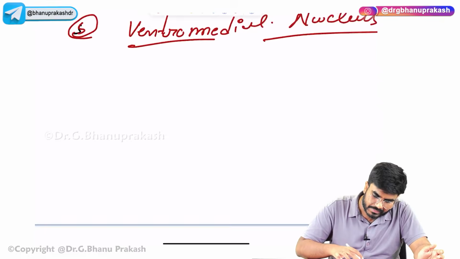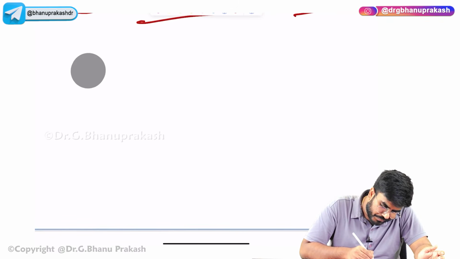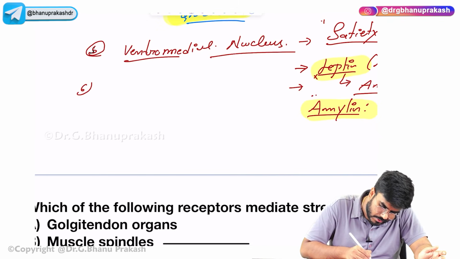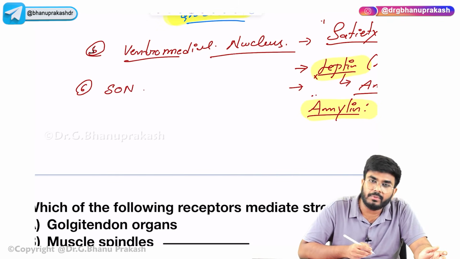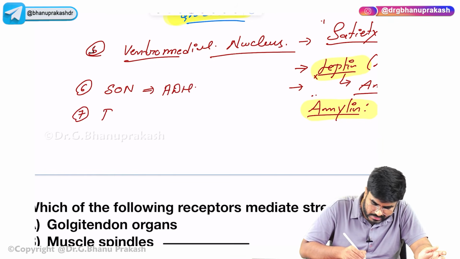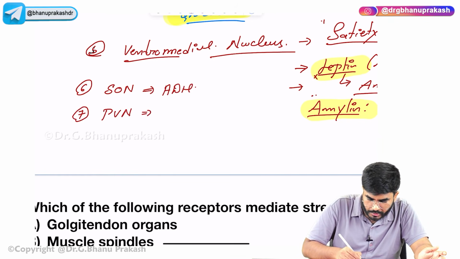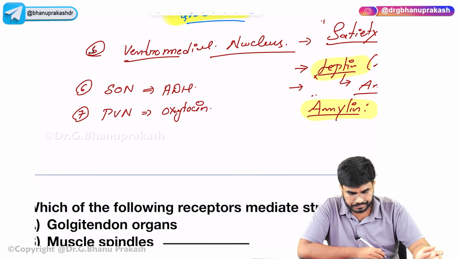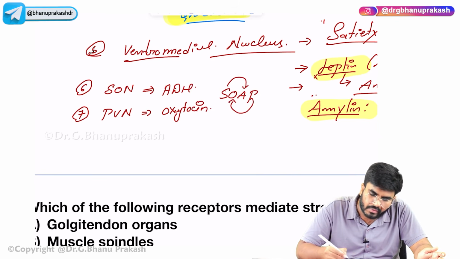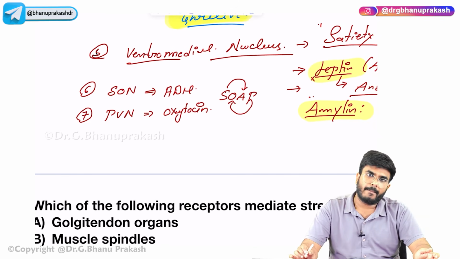I want you to know for your exams are the supraoptic nucleus. The supraoptic nucleus of the hypothalamus is going to produce antidiuretic hormone, and the paraventricular nucleus is going to produce oxytocin. The mnemonic I give every time is SOAP: Supraoptic nucleus produces antidiuretic hormone, paraventricular nucleus produces oxytocin.